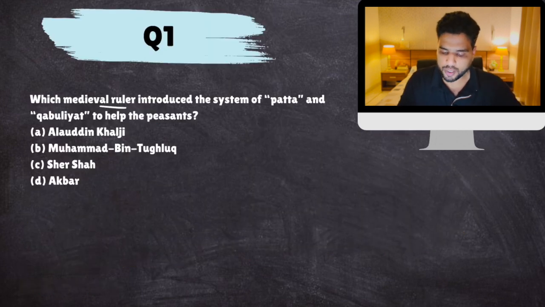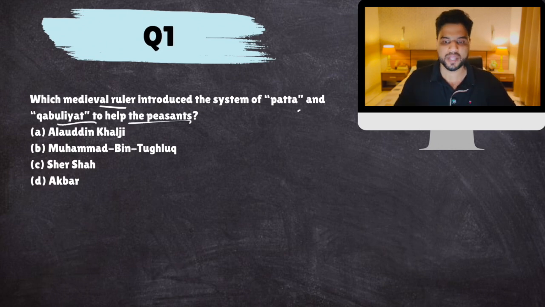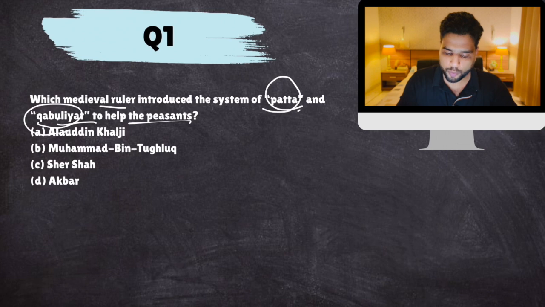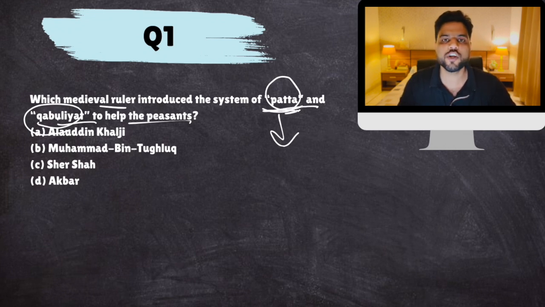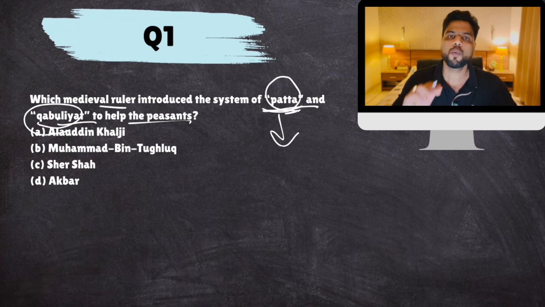Which medieval ruler introduced the system of patta and kabuliyat to help peasants? Patta, in modern times, is your land registry. The state would give all the peasants a patta, a registry of their revenue. In that patta, what would be written? That this land belongs to you and you have to pay this much revenue to the state. This was a proof, documentation.